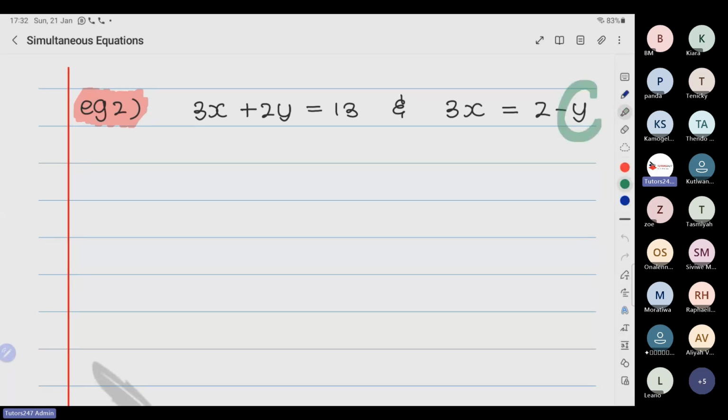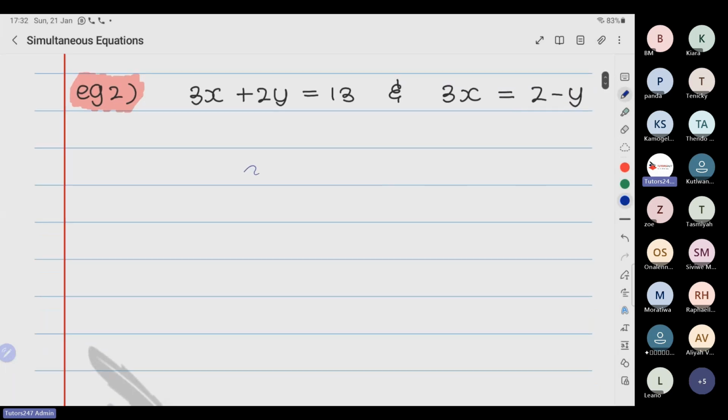So what I'm going to do is start with 3x equals 2 minus y. The reason I'm starting with this is, as you can see, the coefficient of y is -1, so it'll be easier to make y the subject of my formula. From here, I'm going to solve for y. So I'm going to move -y to the left and 3x to the right. That gives me y equals 2 minus 3x. So I now have an equation for y.